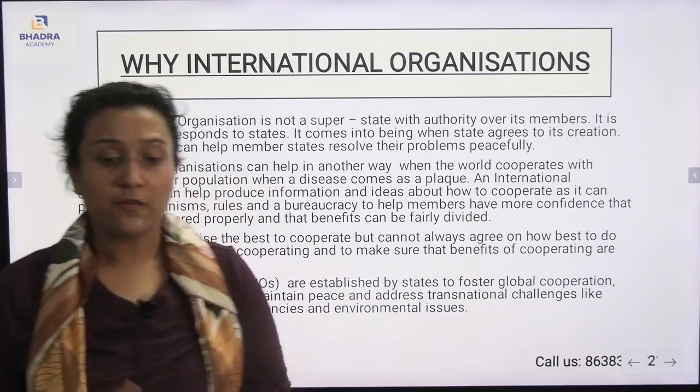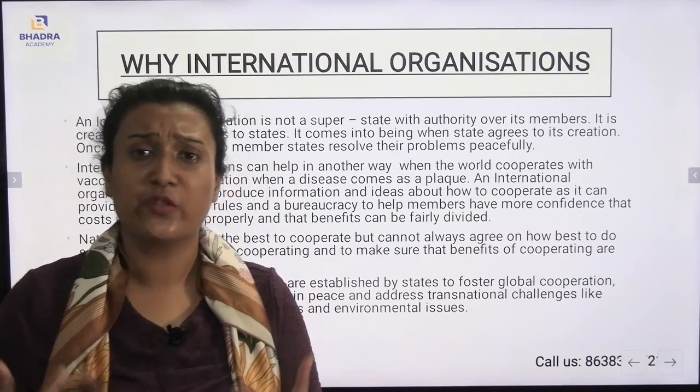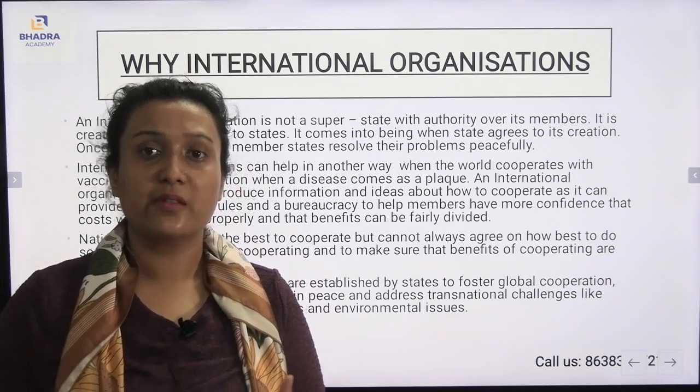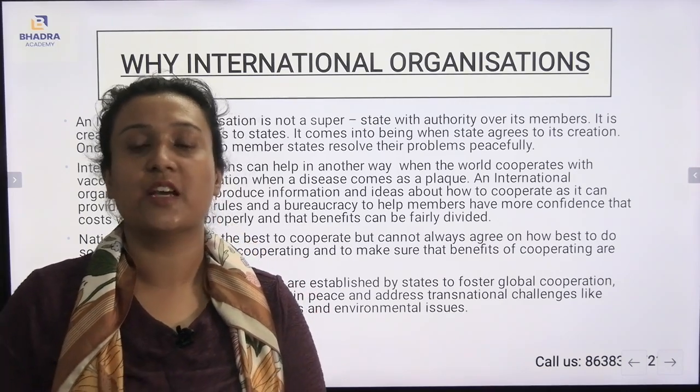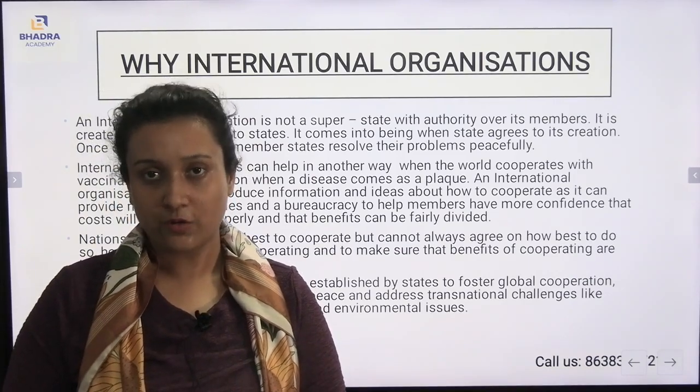You see, an international organization actually fosters cooperation among the member states. Also, if there are any environmental issues or any international issues, they can be sorted out with the help of the international organization.